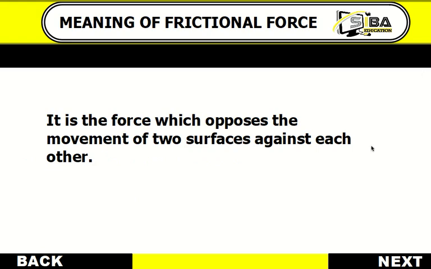Meaning of frictional force. What is frictional force anyway? Frictional force, it is a force which opposes the movement of two surfaces against each other.